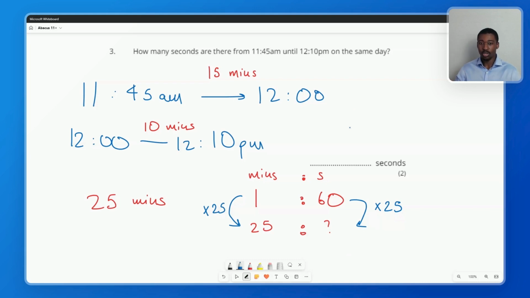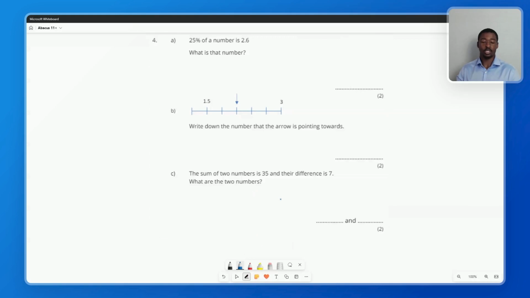Well, we know 2 times 25 is 50. But then 6 times 25 is simply 3 lots of 2 times 25. So 50, 50, 50, which of course is going to be 150: 50, 100, 150. So if 6 times 25 is 150, then 60 times 25 is 150, add another 0. So 1,500 seconds.